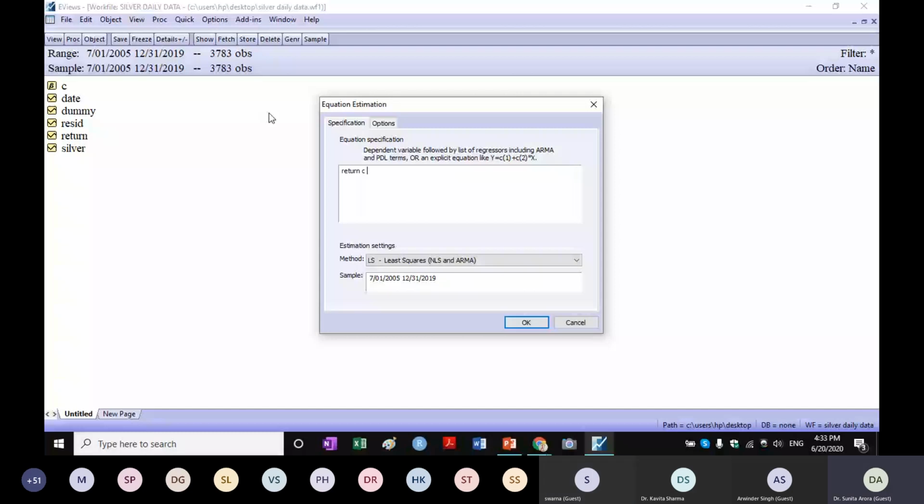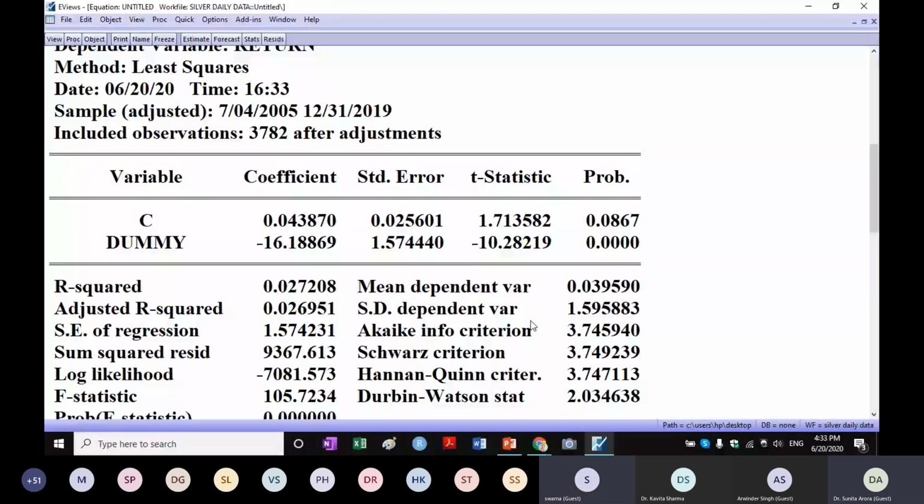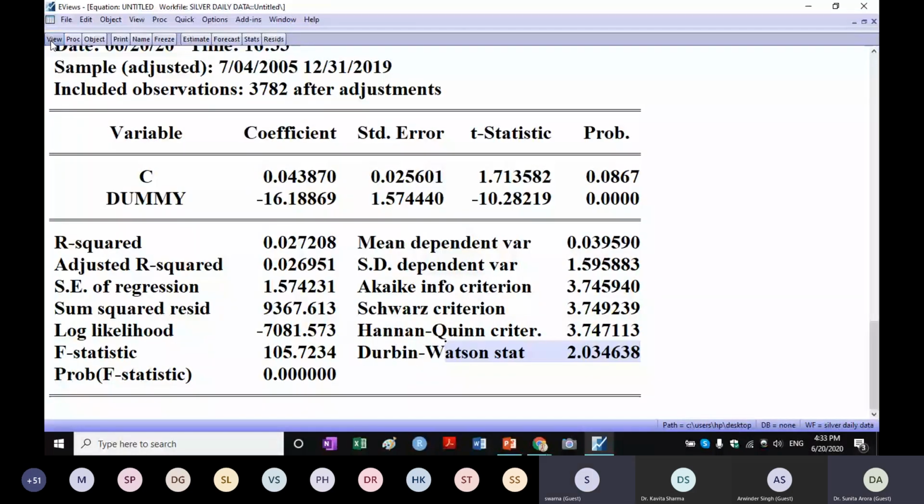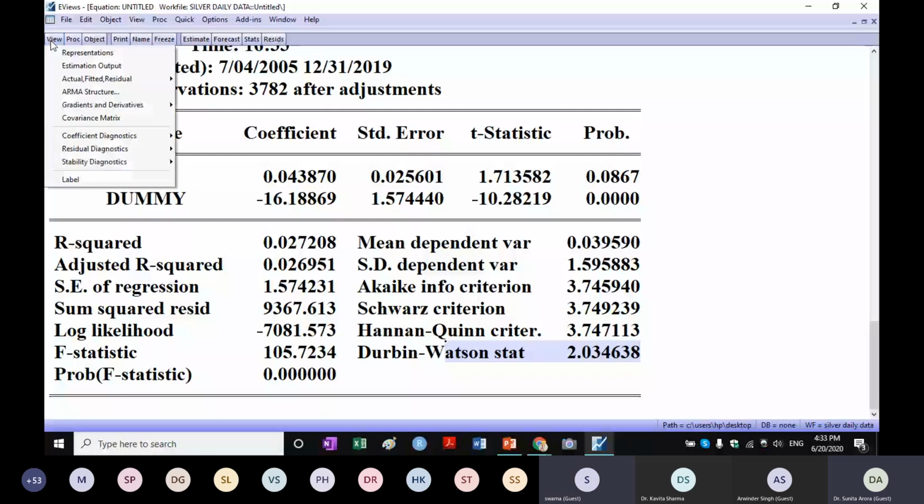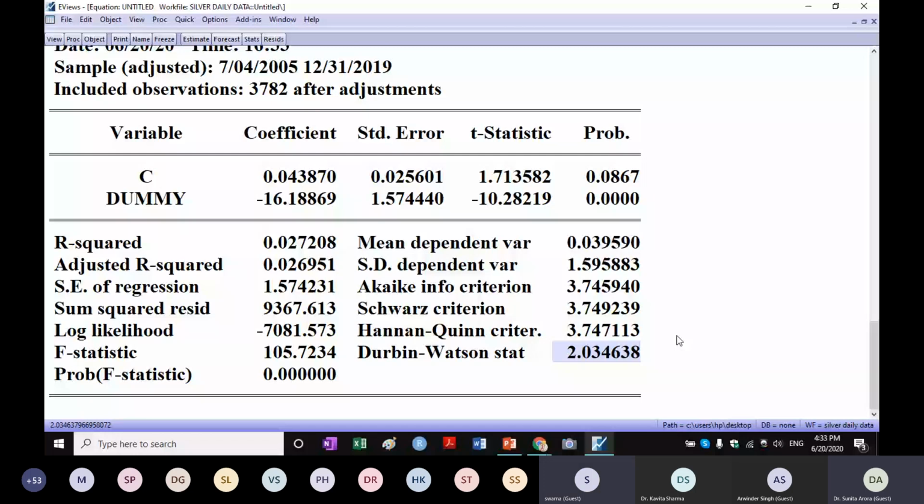I'm not including any AR term or any MA term. I'm also not changing the method. It's ordinary least squares. Let's see the results. Durbin-Watson is near 2, but let's check. Durbin-Watson tells us about only first order autocorrelation. I'm repeating, only first order autocorrelation means autocorrelation with only one lag.